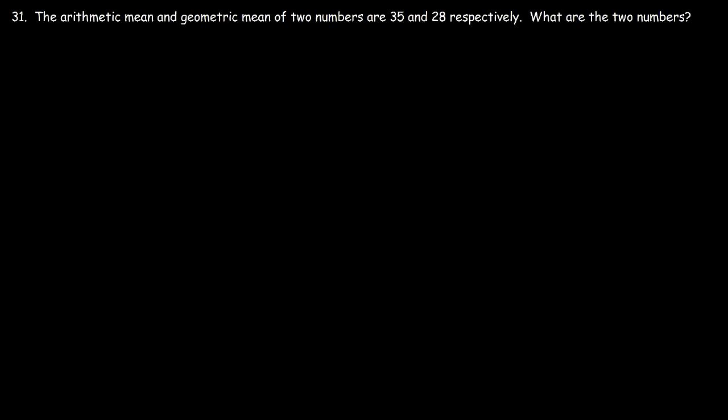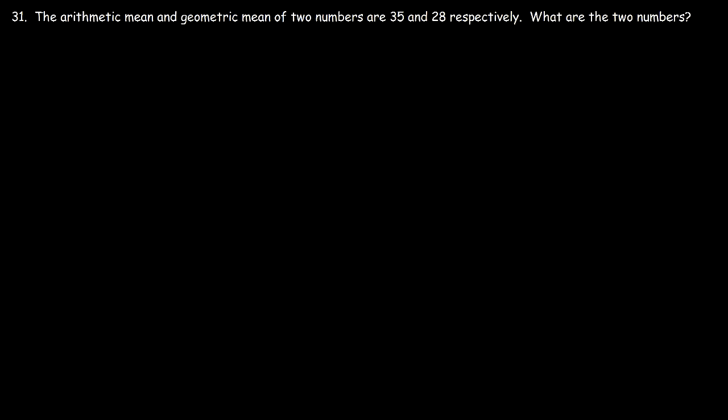Number 31. The arithmetic mean and geometric mean of two numbers are 35 and 28 respectively. What are the two numbers? So first, let's talk about the arithmetic mean and geometric mean. For example, what exactly is it?